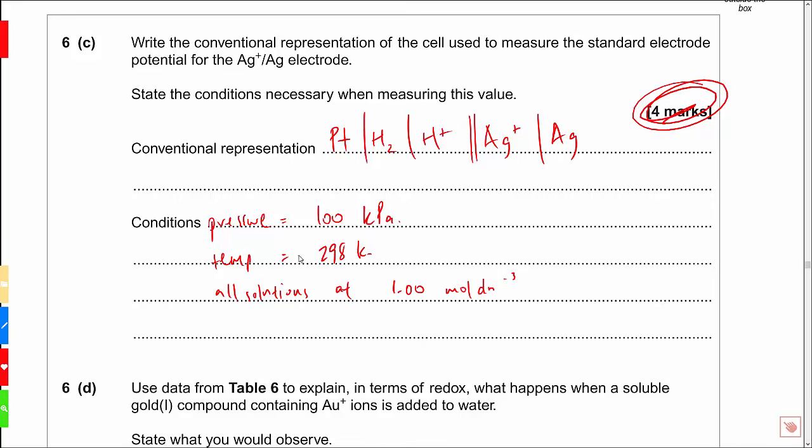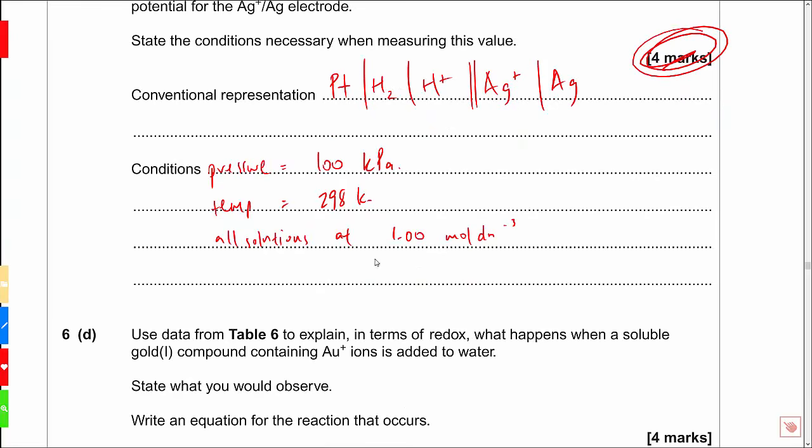Obviously, if it says give two conditions, give two, but it doesn't. It just says state the conditions necessary. So you're better in that case, I think, to put slightly more.